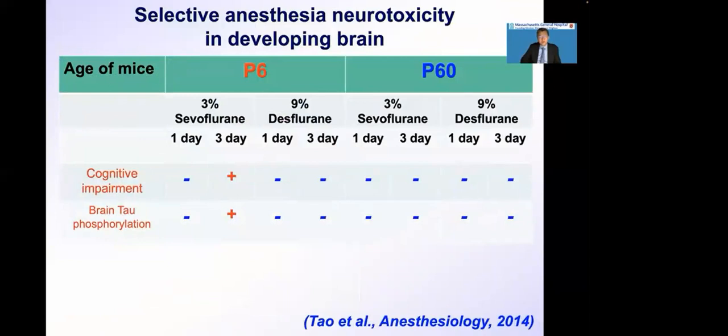We first found that sevoflurane, 3% actually, can cause learning and memory impairment and brain tau protein phosphorylation after 3 days of treatment, on day 6, day 7, day 8, in young mice, not in adult mice. Desflurane doesn't cause such an effect, and 1-day treatment with sevoflurane also does not. So it is a drug-dependent, time-dependent, age-dependent tau protein phosphorylation and learning memory impairment in young mice.